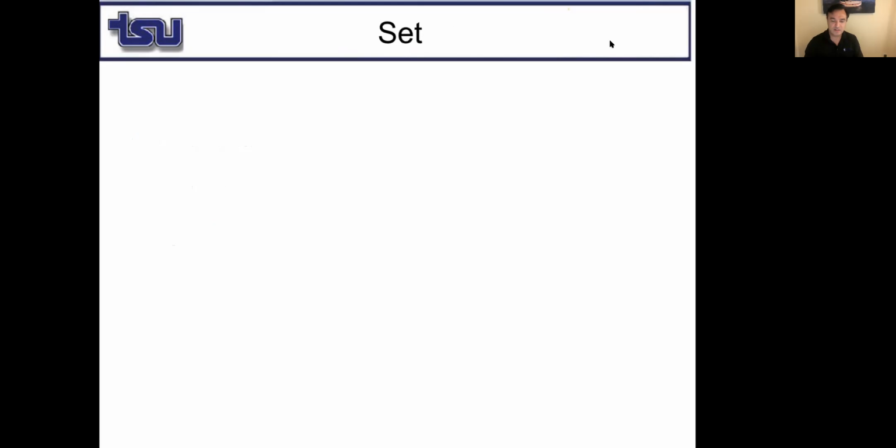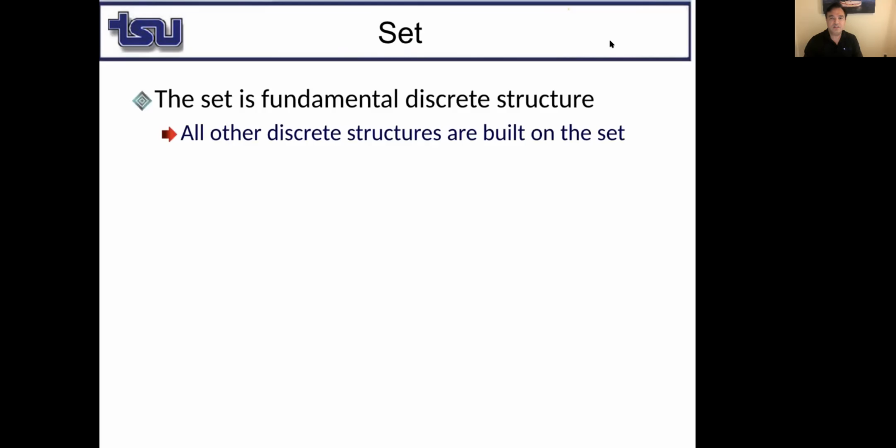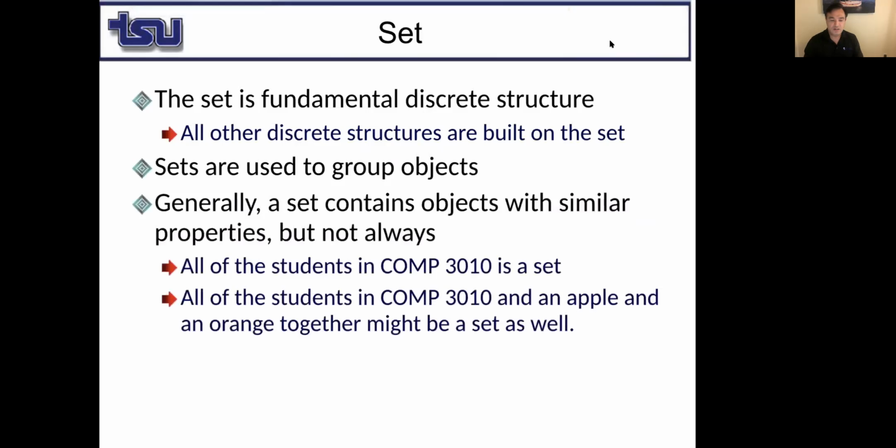So what's a set? Well, a set is the most fundamental discrete structure, and all other discrete structures are built on the set. And sets are used to group objects. For example, all the students in Comp 3010, which is this class, is a set. Even though sets typically contain the same type of objects, it is not required. For example, all the students in this class and an apple and an orange together might be a set as well.